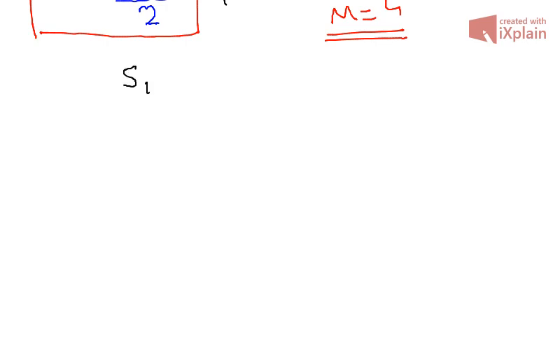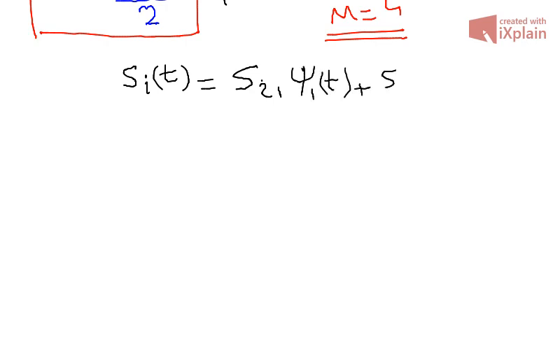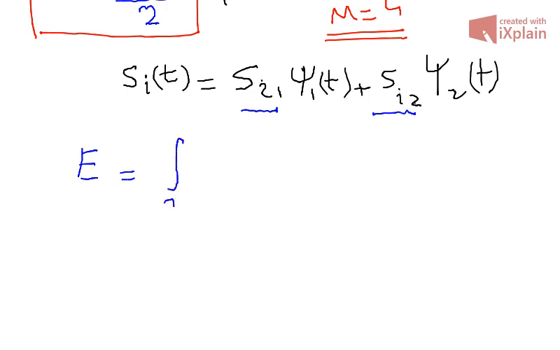If you see, we said that we can also write our signal as a linear combination: s_i1 psi1 of t plus s_i2 psi2 of t. Here s_i1 and s_i2 are scalars. Now, let me find the energy from here. Again, the same process. We have to integrate the square of the signal, right?